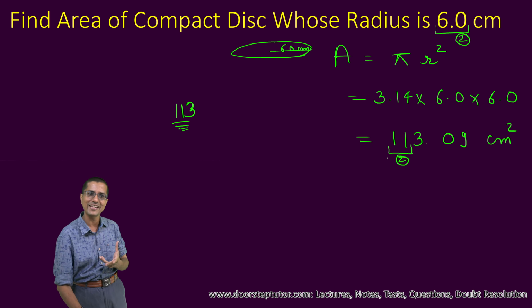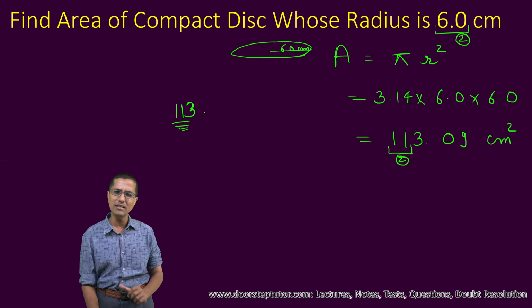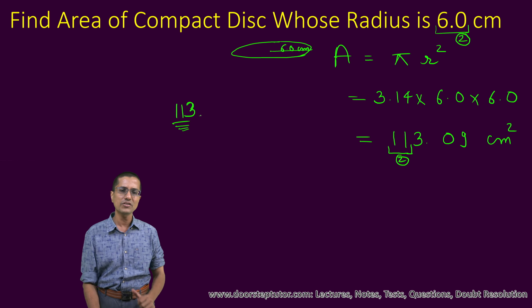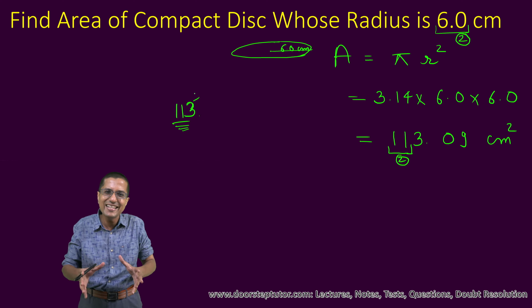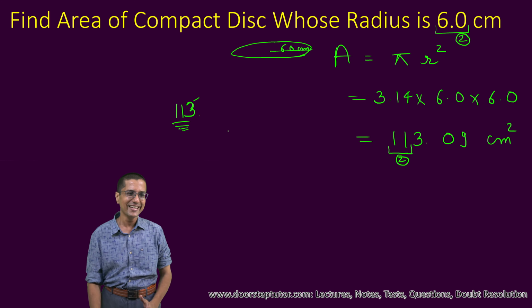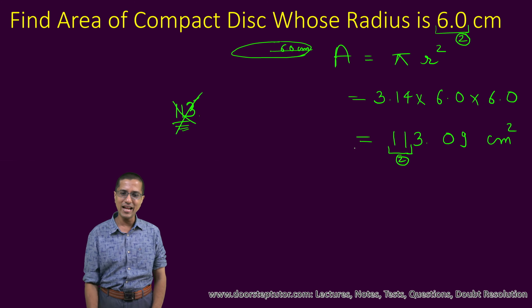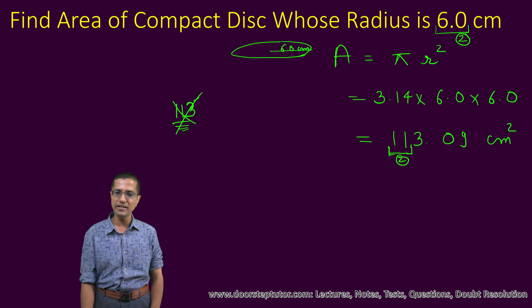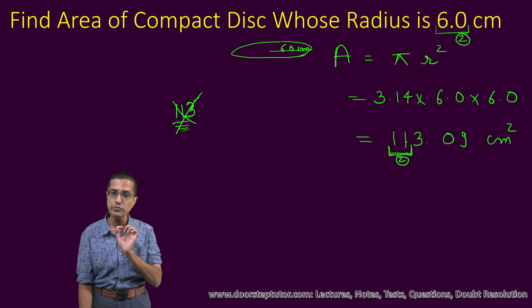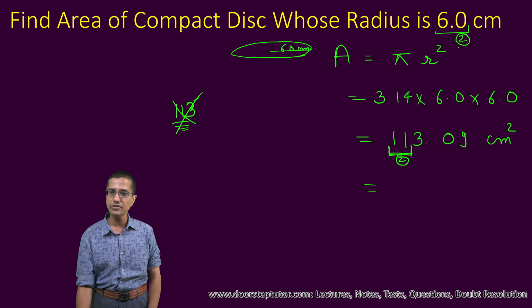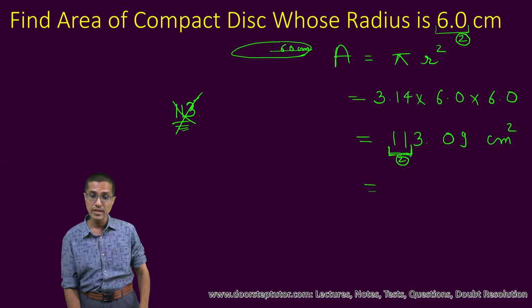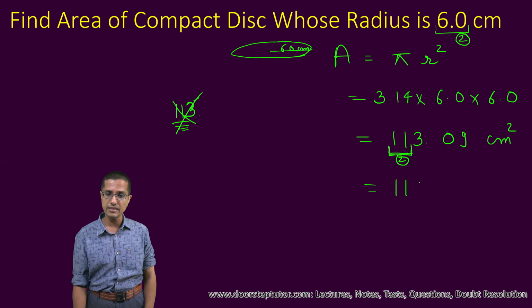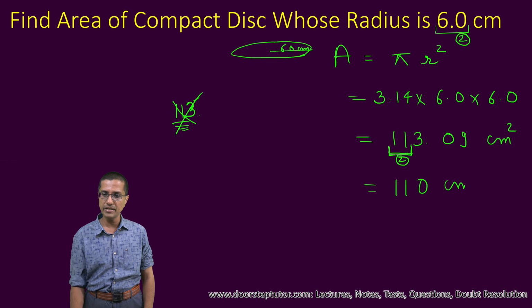And this is the trick here. Some of the students might incorrectly think that the answer should be 113 because that looks nice, a whole number. But it is not so. We have to have only 2 significant figures in our answer because our operand has only 2. So we have the answer as 110 centimeter squared.